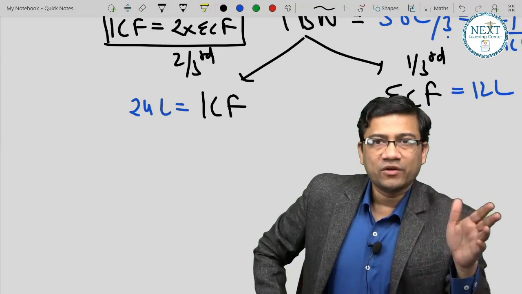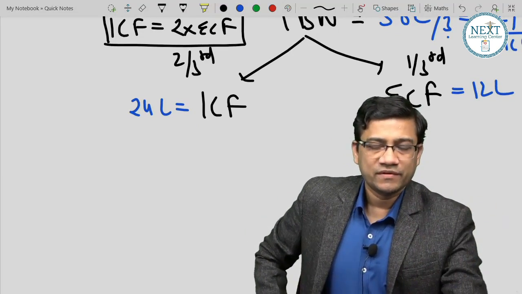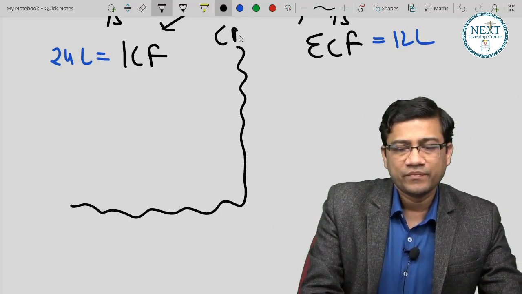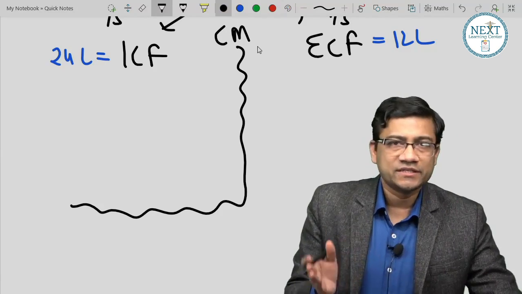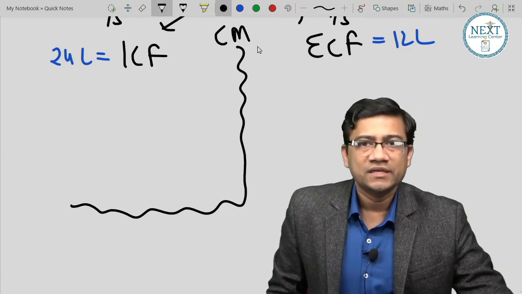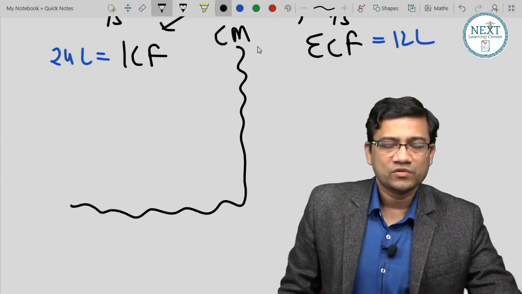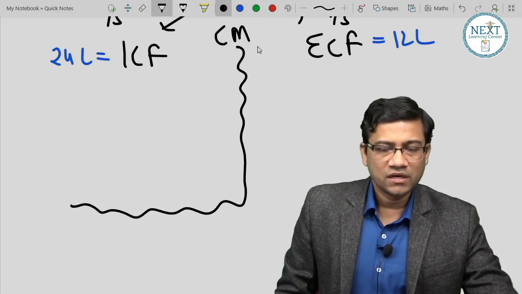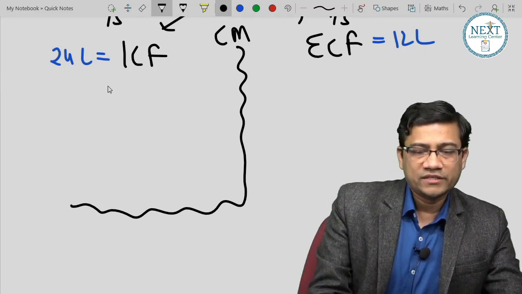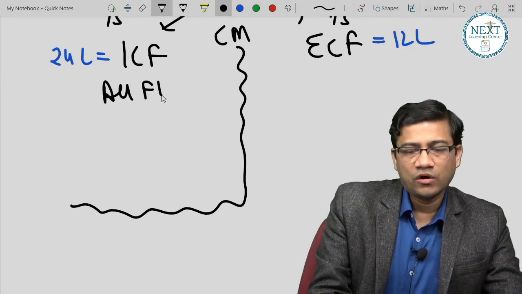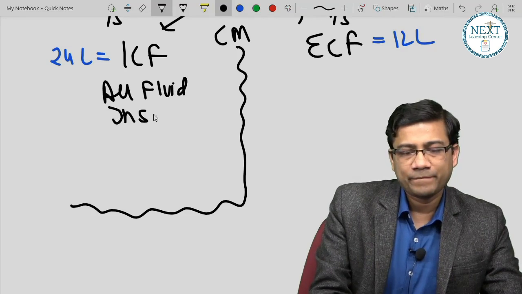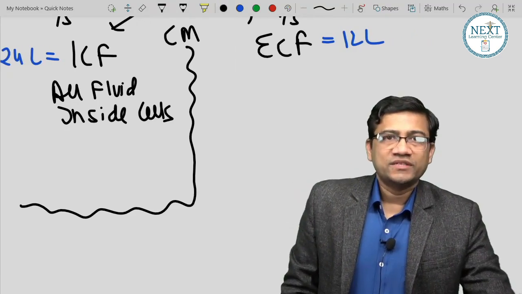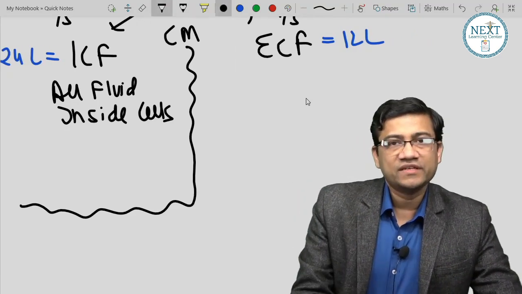Now what separates ICF from the ECF? They are separated by the cell membrane, CM. Cell membrane segregates ICF from the ECF. So what is the main point of differentiation? Yes, the cell membrane. What is the ICF? All fluid inside cells. Now what is ECF? ECF is outside the cell.